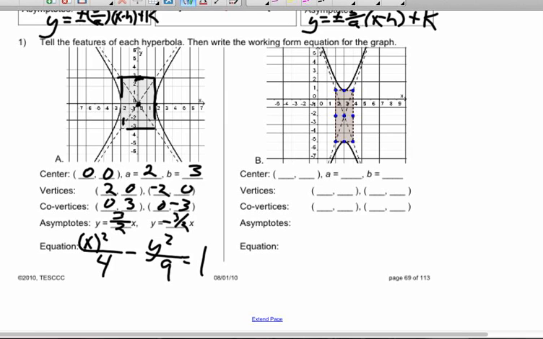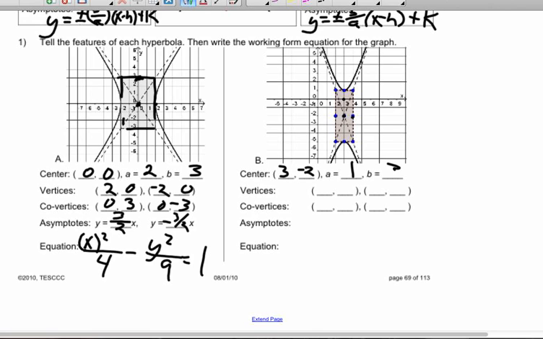Okay, so now let's come over and look at this one. You notice this opens up and down. And also I've got my center moved from where we had before. So my center here now, which is where my two asymptotes intersect, is going to be at x is 3 and y is negative 2. Then if I count over to my vertex, my A is 1 and my B is going to be 1, 2, 3.